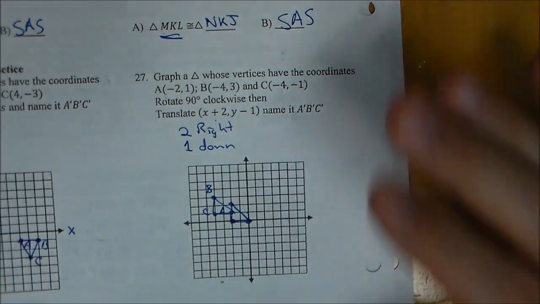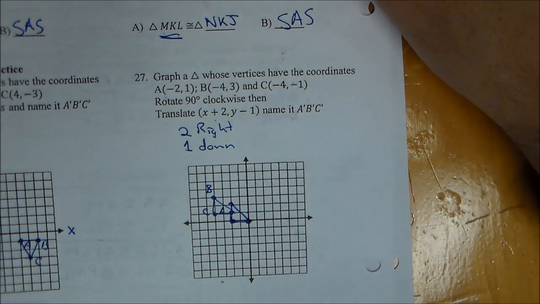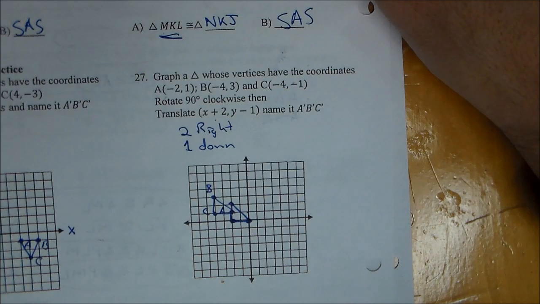new points. It should look exactly the same because it is a congruence transformation. The two shapes should be congruent to each other. It just is a shift to the right and down.